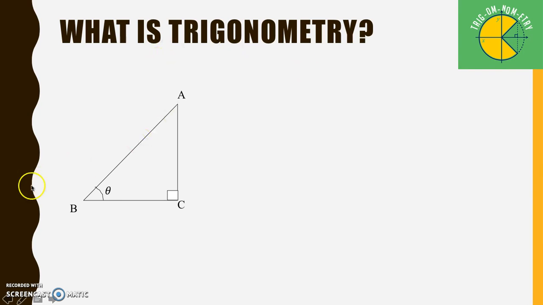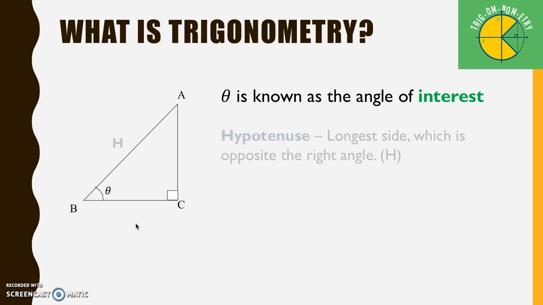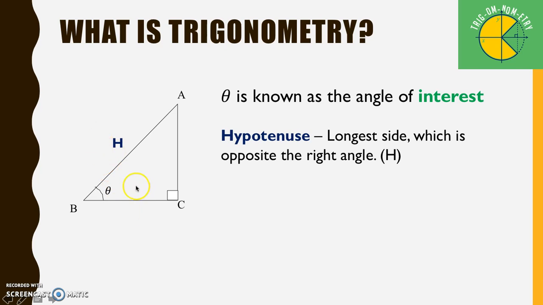What exactly is theta? Theta is actually what we call the angle of interest or the reference angle, because all the lengths of the sides, or rather just these two sides, actually take reference from this particular angle. The next thing I'm going to introduce to you is something that is not unfamiliar to you. It's called the hypotenuse. You will have learned this in Pythagoras' theorem. The hypotenuse is just the longer side which is opposite the right angle.